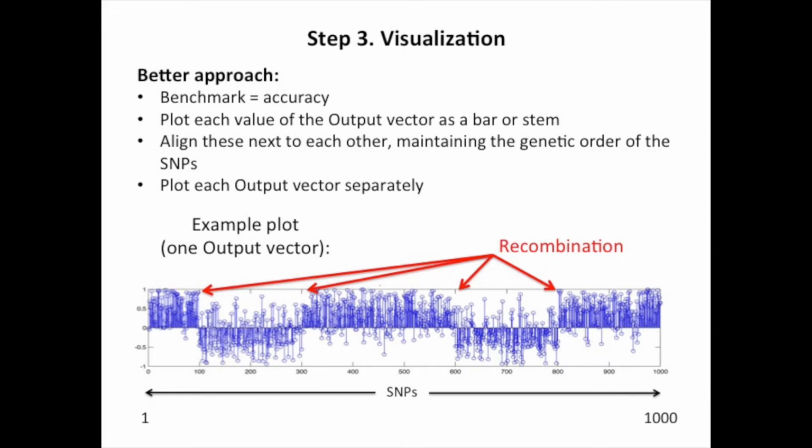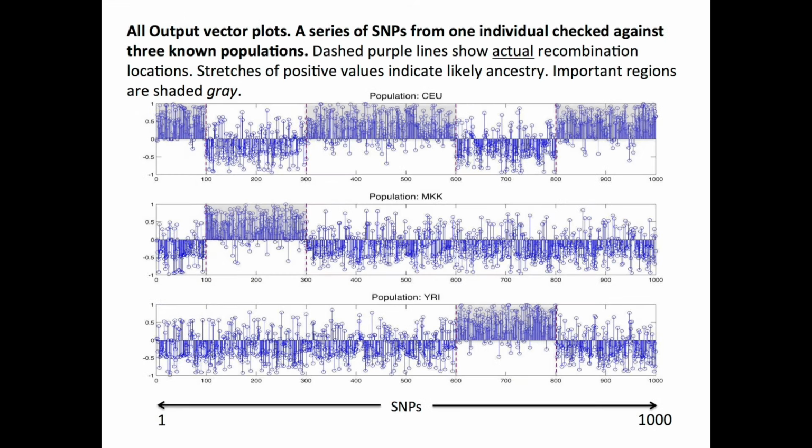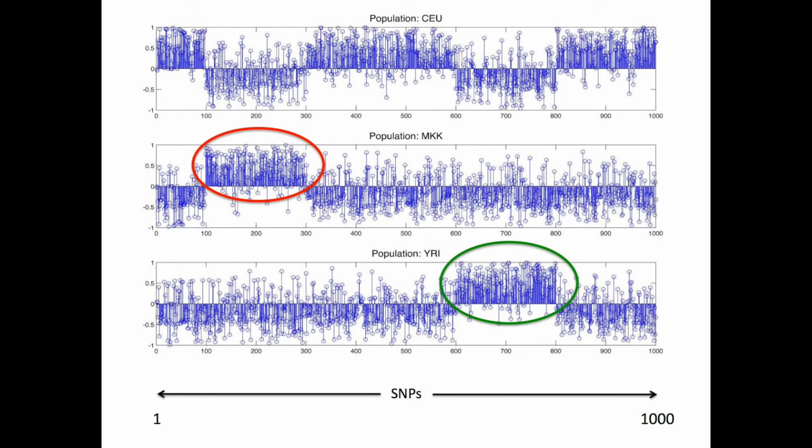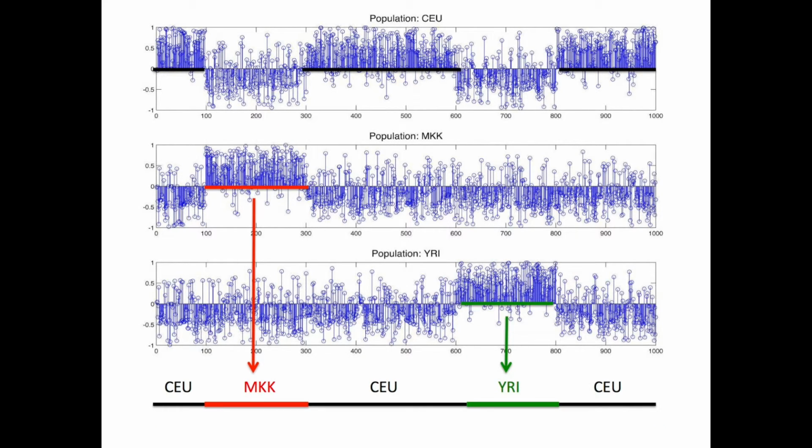I determined a much better or more useful approach to visualizing the data, and that's to plot the elements of the output vector as some sort of a bar or stem. And I'll get to exactly why I found that to be more useful. So I included a few slides here just to make absolutely clear my interpretation of the data. You have top, middle, and bottom, each representing a different reference population. Look for where the stretches of positive values are, and that designates ancestry. You can then drop them down and piece together the local ancestry of the individual's genome.